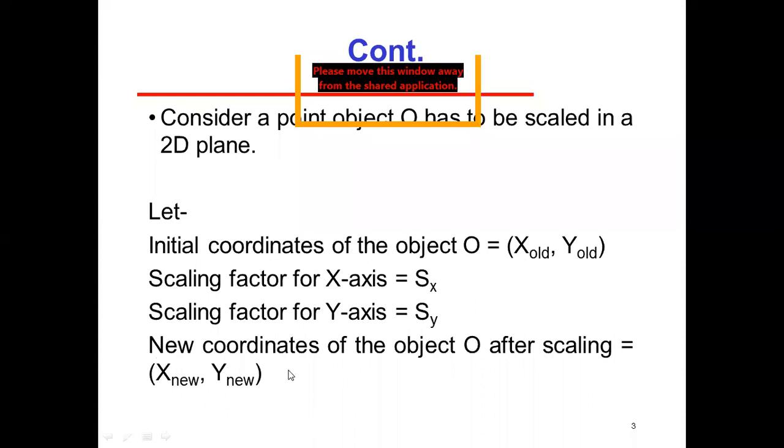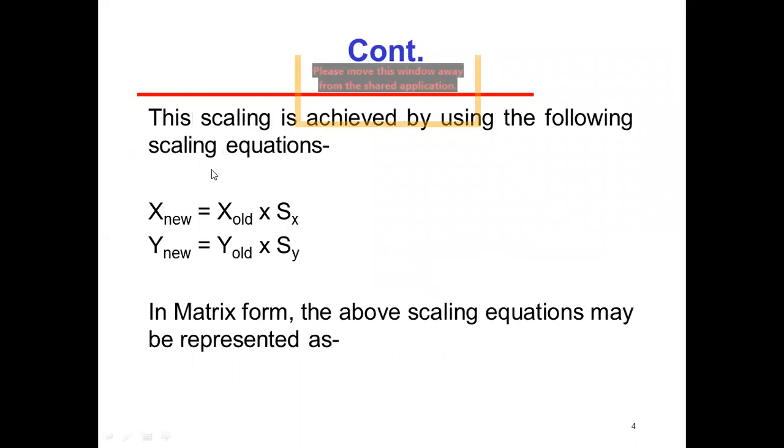Here again, we will calculate the new coordinates of the object after scaling. Again, here we are indicating them by x new, y new. These are the new points after scaling. We have to calculate x new, y new. Now, this scaling is achieved by the following scaling equations.